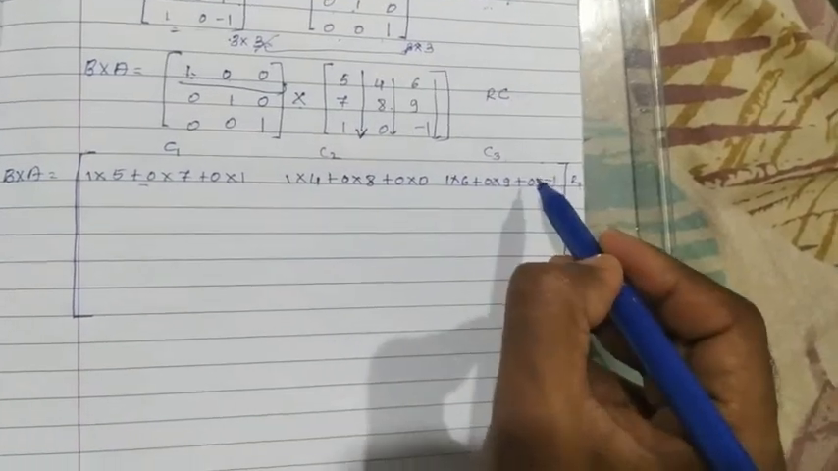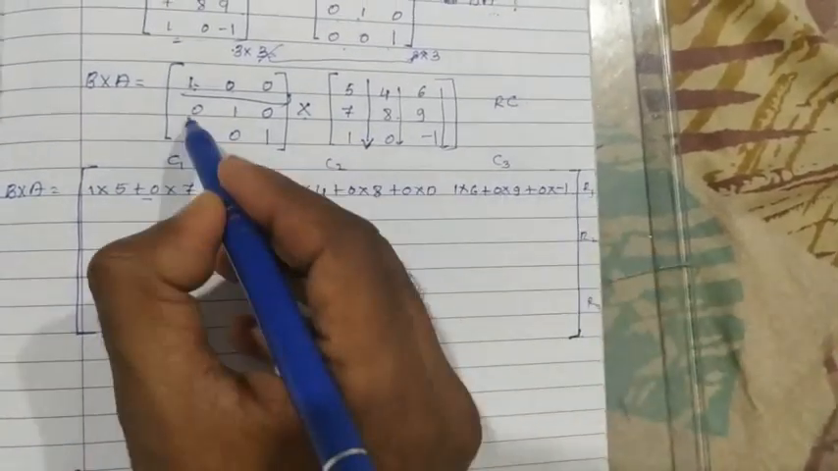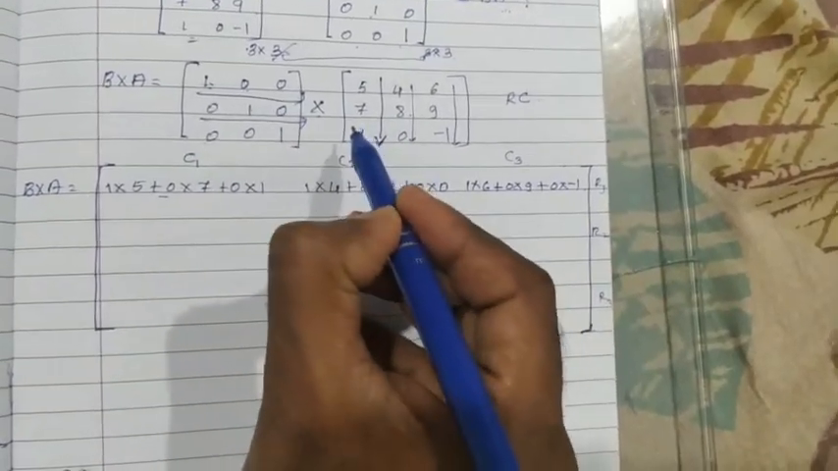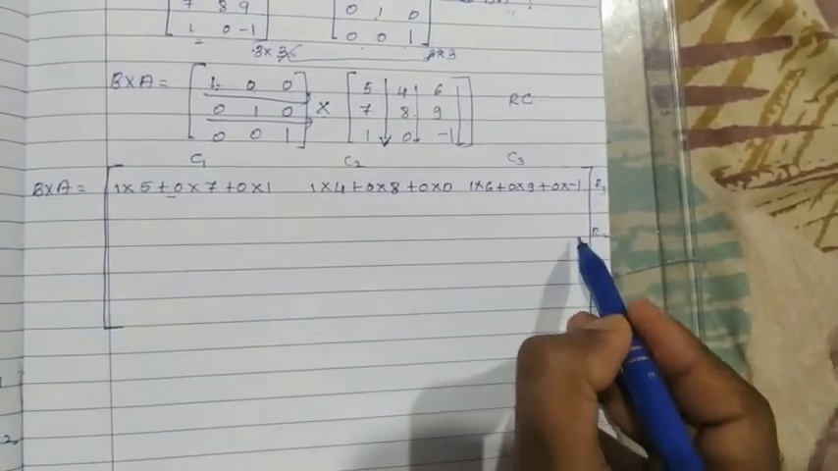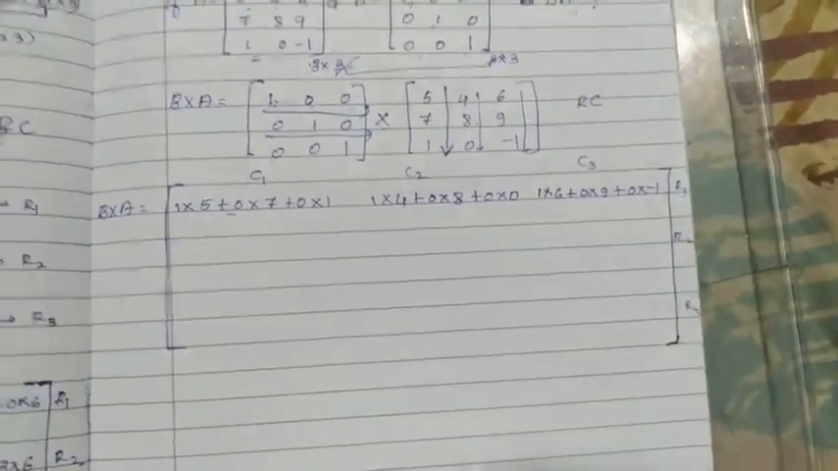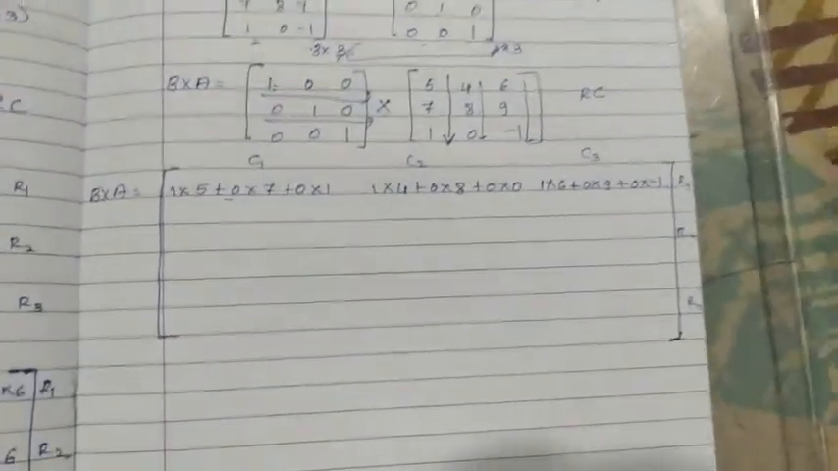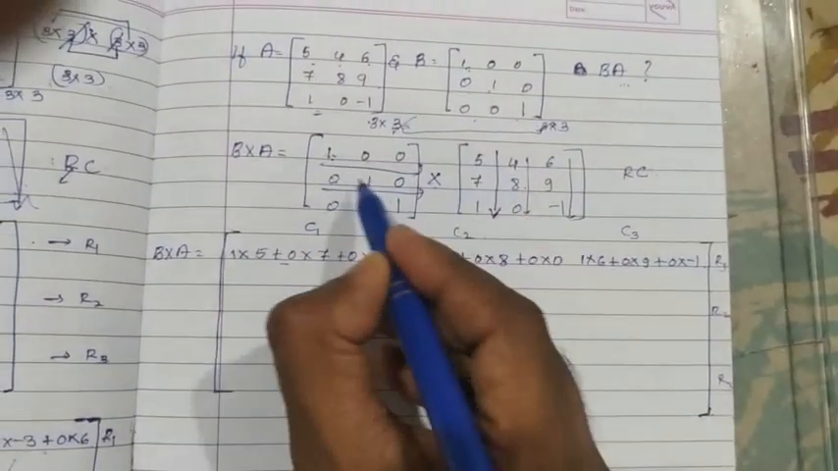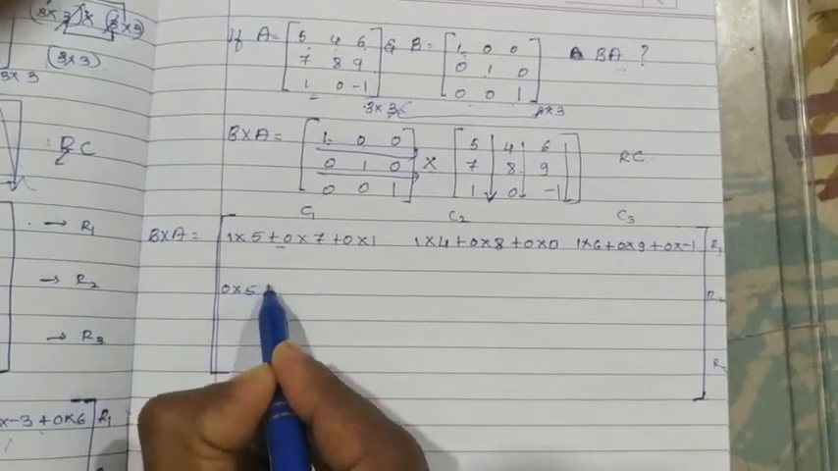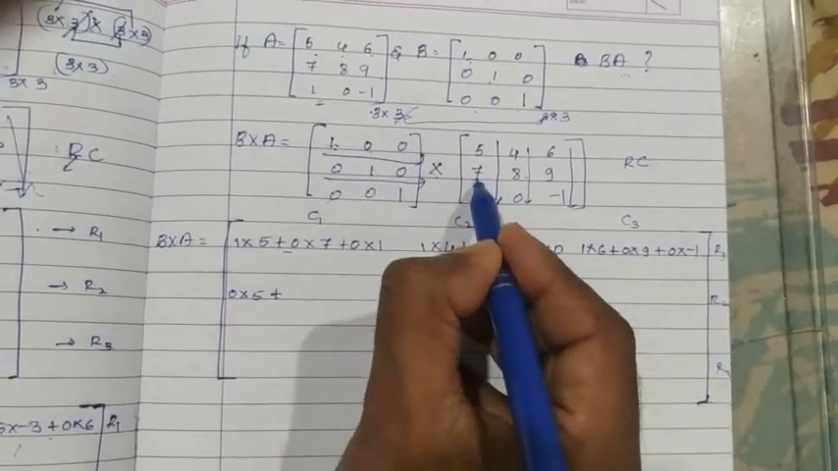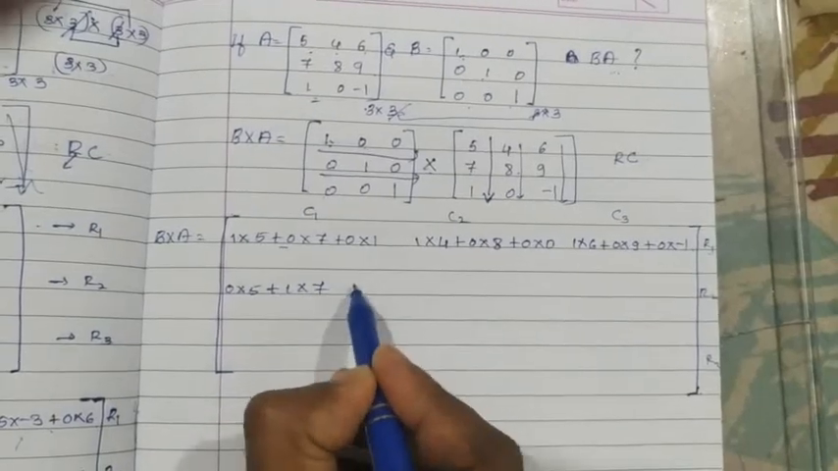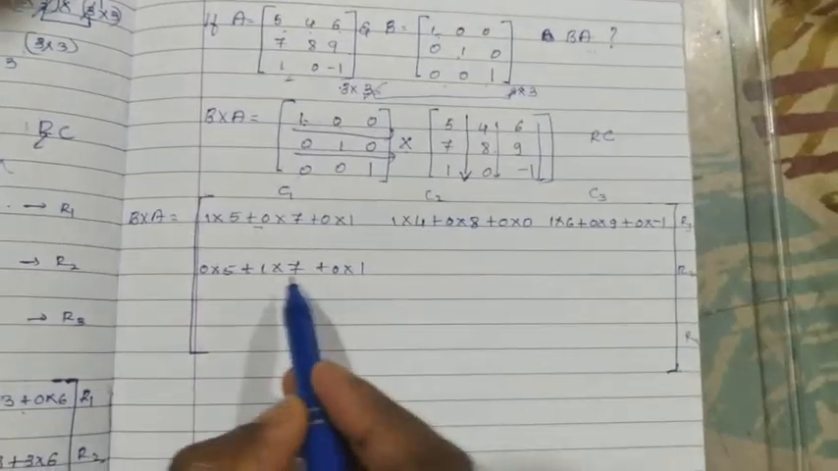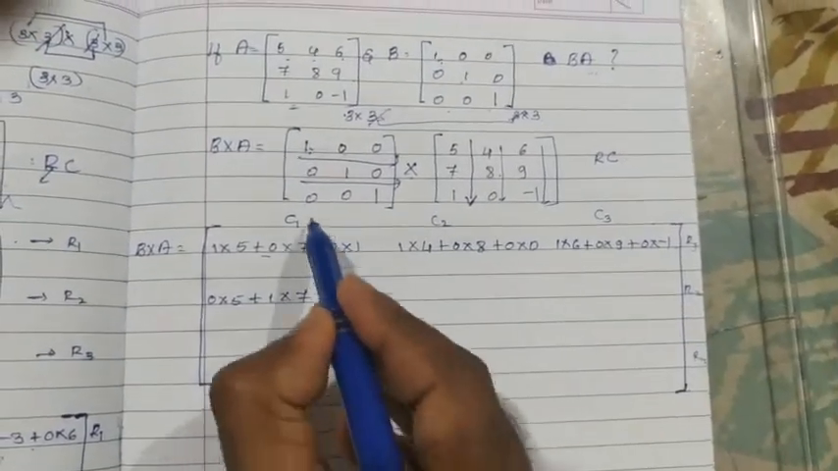So here all the element entries are in the first row only, because we have taken the first row from the first matrix. Now we take the second row, which means all the entries should be present in the second row. Again we do second row, first column. The second row has first element 0 into 5 plus second element with second element, 1 into 7 plus 0 into 1. This is second row, first column.